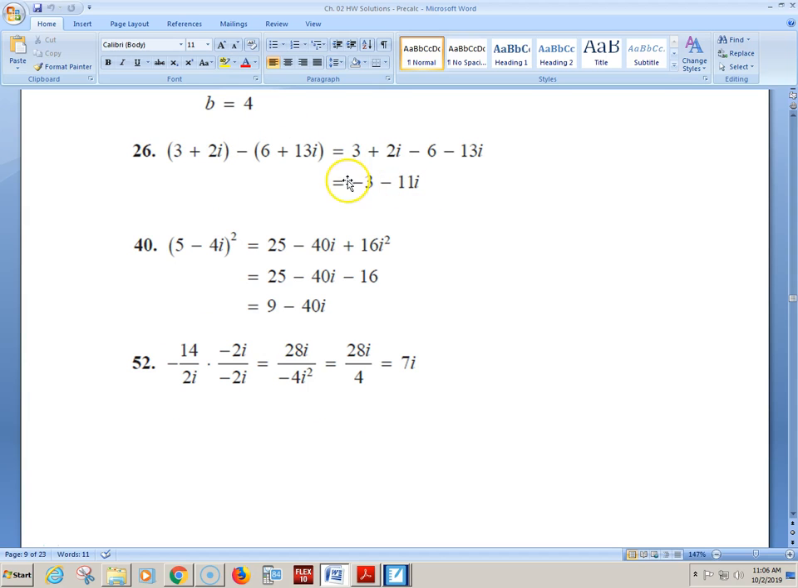Did you guys kill a seal or did you do it correctly? Number 40, did you kill a puppy or did you actually FOIL and simplify? Nobody's dead. Hopefully not. Nothing. I guess we shouldn't call animals people.